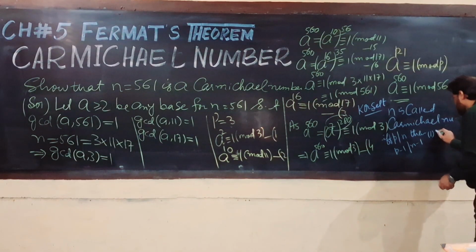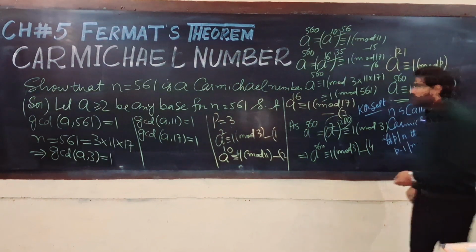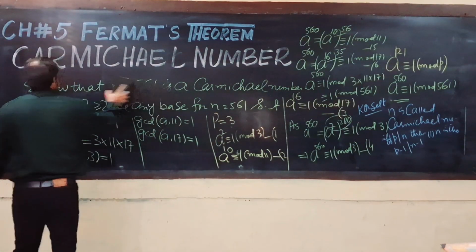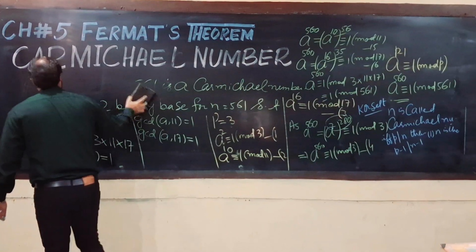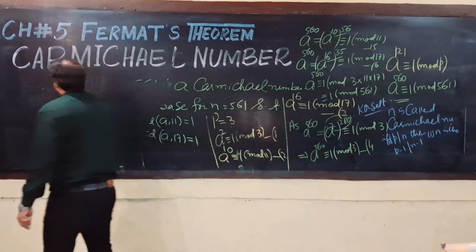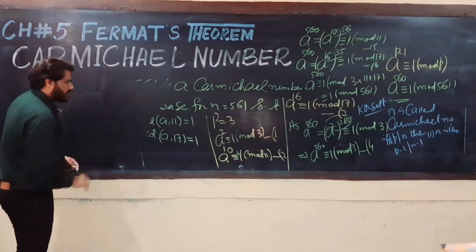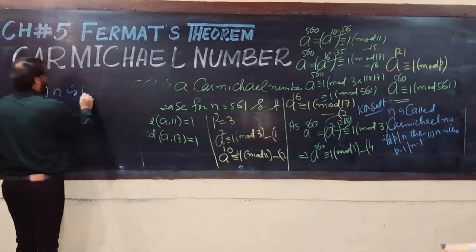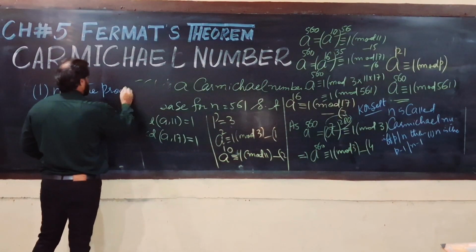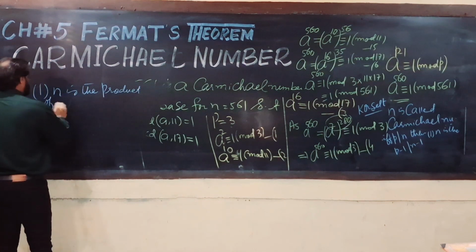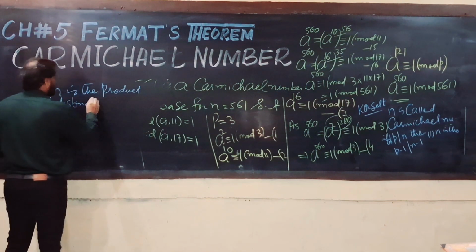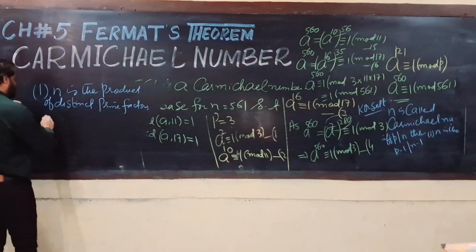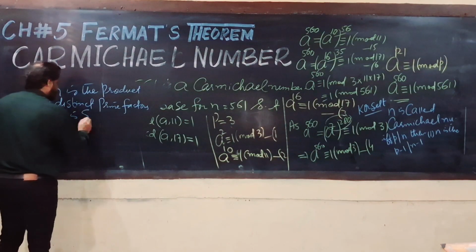The first condition is n is the product of distinct prime factors that is square free.